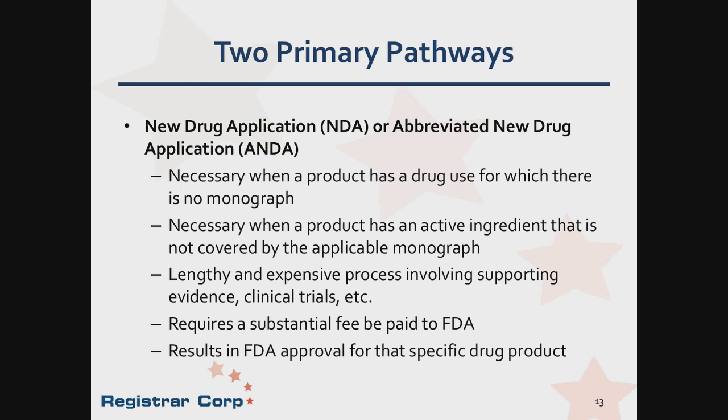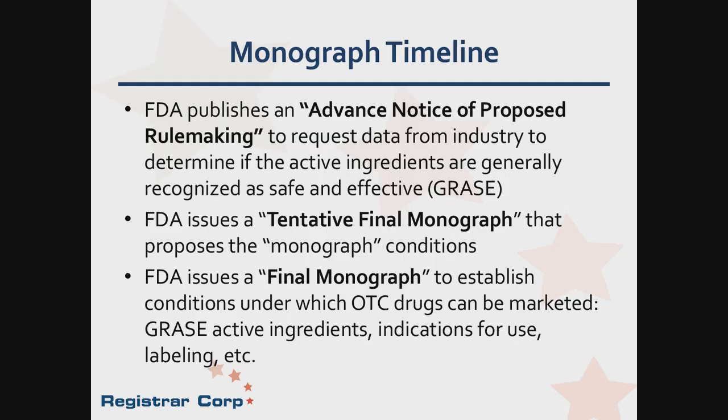Again, with monographs, your exact product does not have to be approved by FDA, provided it conforms to the conditions of the monograph. Now with monographs, there's a timeline involved and it can usually be quite lengthy. FDA will initially publish what's called an advance notice of proposed rulemaking to request data from industry to determine if active ingredients on the marketplace are generally recognized as safe and effective. Important to note that FDA does not generate its own data for all of these pharmacological products. They expect industry to have data and submit it for FDA to evaluate it for the GRASE status.